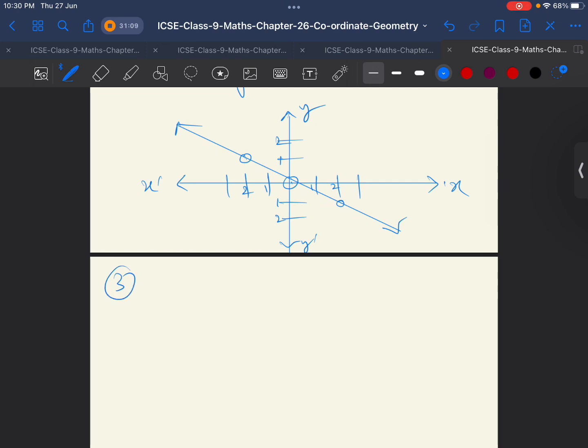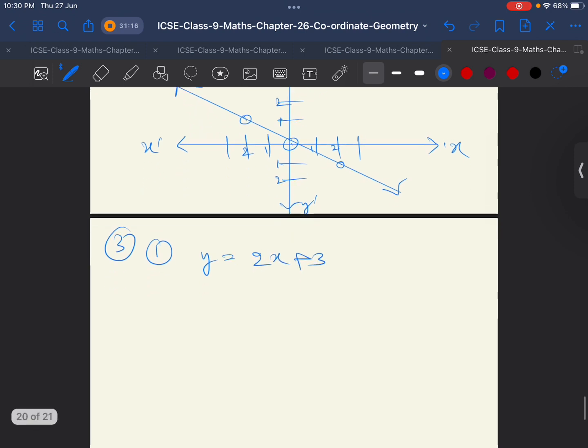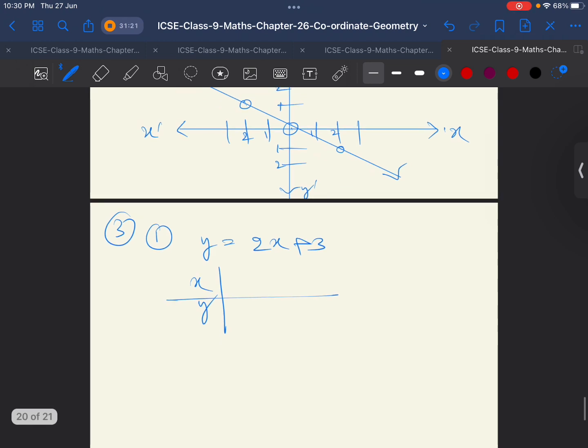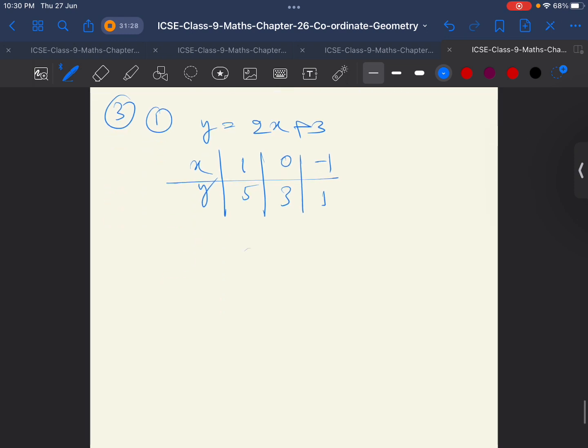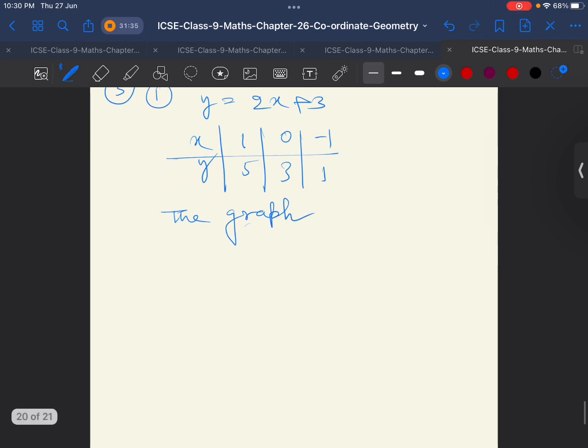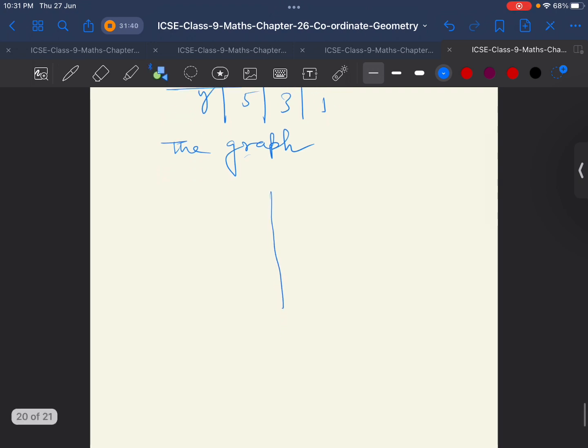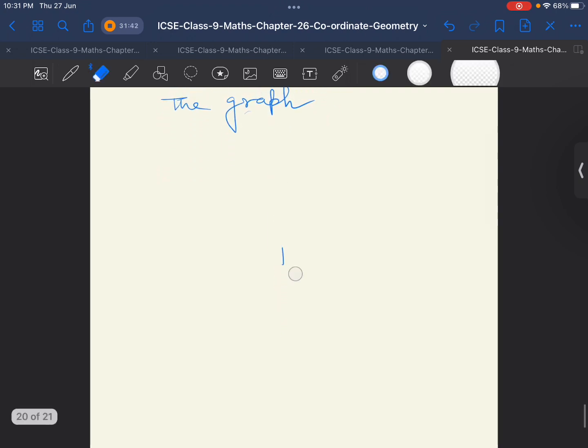Okay, now question number 3. Draw the graph for each linear equation given below. First question: y equals 2x plus 3. So the table is here: when x is 1, y is 5; 0, 3; and minus 1, 1. So now the graph can be drawn as follows. Now we draw the straight line.